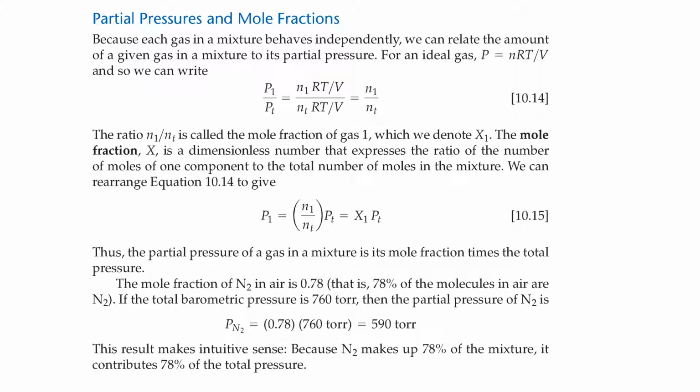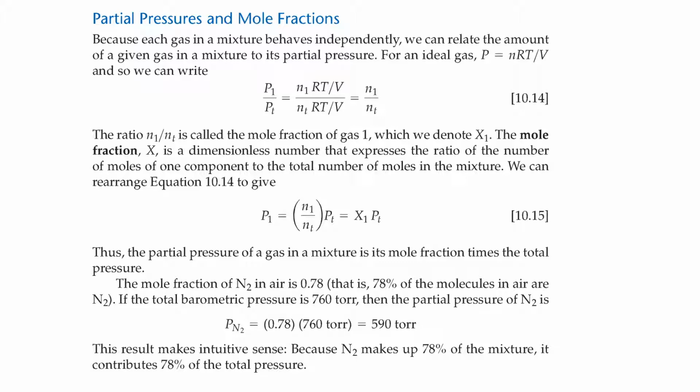The ratio n1 over n_total is called the mole fraction of gas 1, which we denote as X1. The mole fraction X is the dimensionless number that expresses the ratio of the number of moles of one component to the total number of moles in the mixture. We can rearrange equation 10.14 to give P1 is the total pressure times the mole fraction of 1. Thus, the partial pressure of a gas in a mixture is its mole fraction times the total pressure.